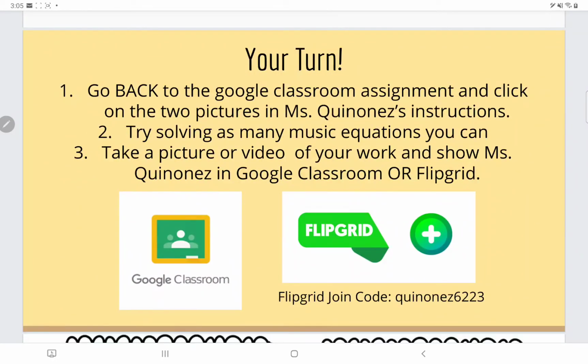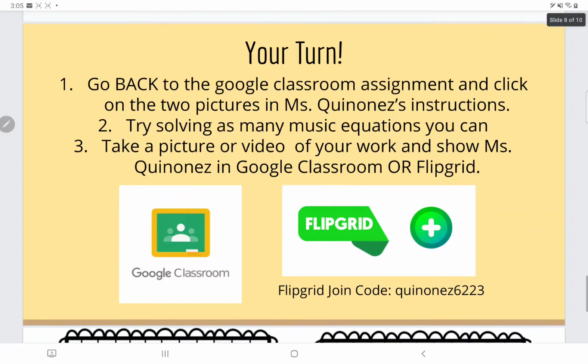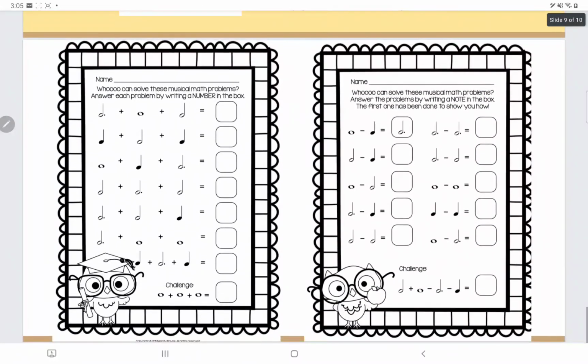So scholars, now it is your turn to go back into Google Classroom and click on the assignment, because there's 2 pictures that I left you. Now these 2 pictures, this is what they look like. They're like 2 worksheets that are full of these music math equations. So you can see them right there next to all the little red dots that I wrote.